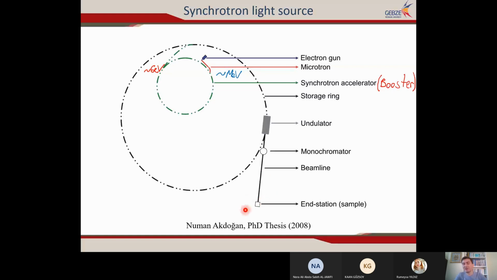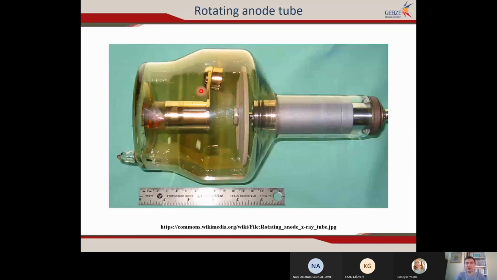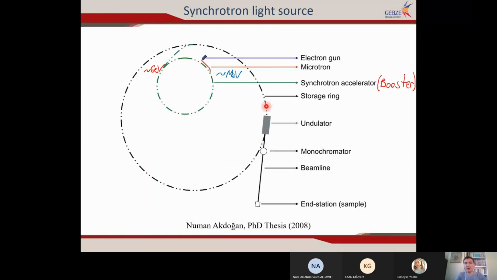So what is the difference compared to the X-ray tube? The size of an X-ray tube is very small, right? The size of a rotating anode tube is very small, 20 centimeters, 25 centimeters, something like this. And what about the size of the synchrotron light source? The diameter of this storage ring is around 100 meters. Okay, I will show you pictures. Huge facilities in order to produce very high intensity X-rays, and they are very, very useful.